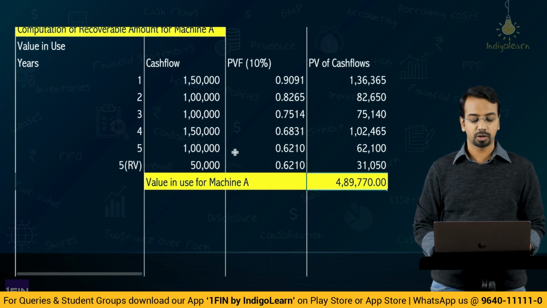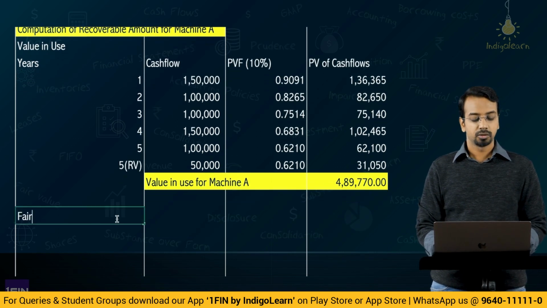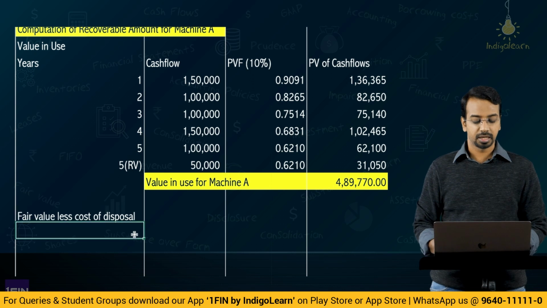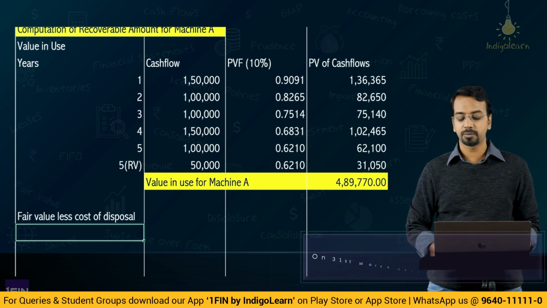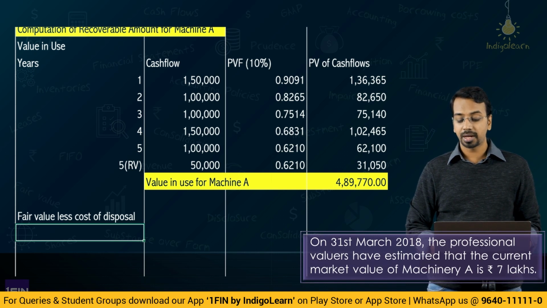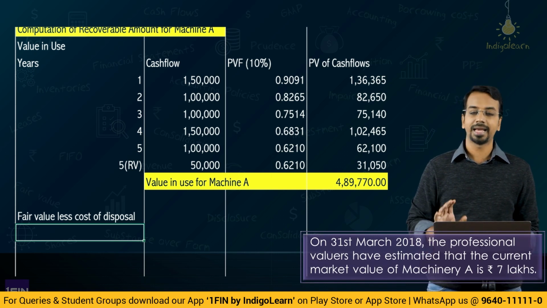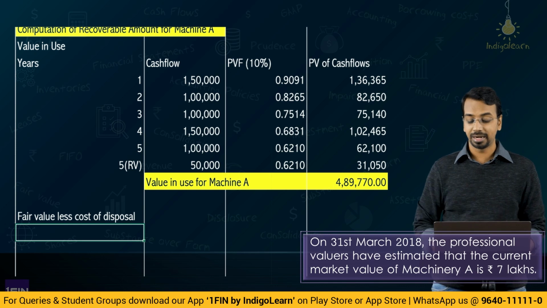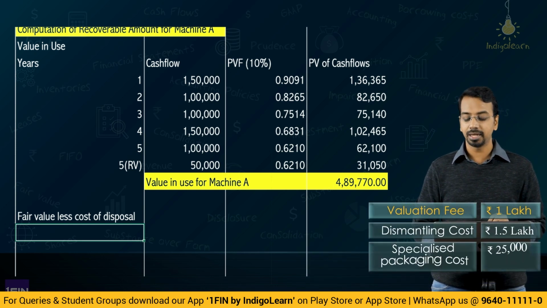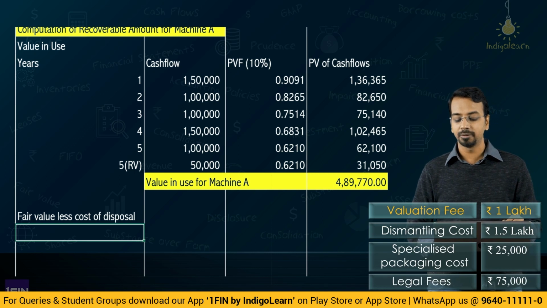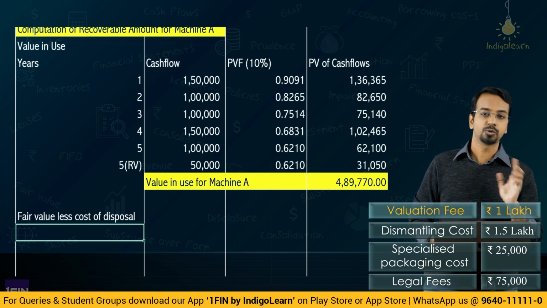So, this is another thing which we had to compute, we have computed. Now, the second thing we need to compute is fair value less cost of disposal, right? Now, if you see here, the estimated selling price, on 31st of March of 18, the current market value is given to be 7 lakhs, and then there are certain expenses. Now, valuation fee of 1 lakh is there, and then there is a need to dismantle and you have to package and then legal fees to sell.